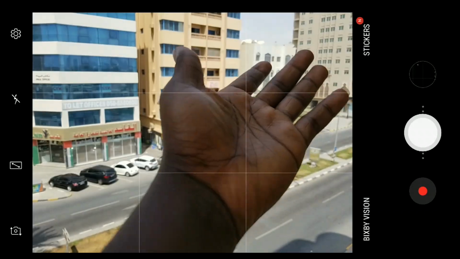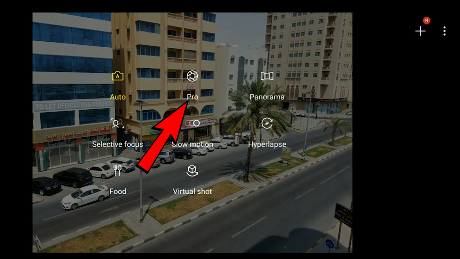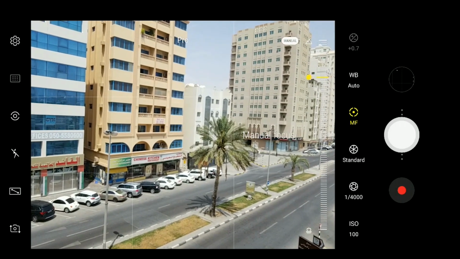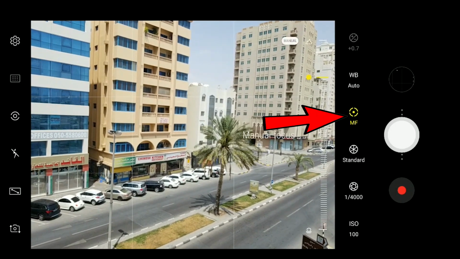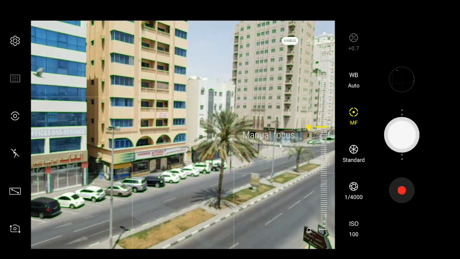Speaking about camera settings, I personally love shooting in Pro mode or manual mode. This gives me the flexibility within the camera, shooting exactly what I want. For example, shooting in Pro mode and using the manual focus feature prevents unnecessary focus hunting, which is quite common while using the autofocus feature.